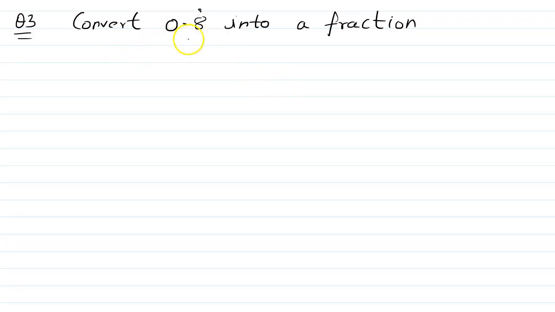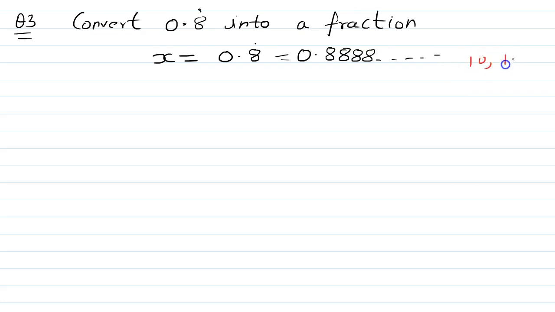Here's a question: convert 0.8 dot, which means 8 is recurring, into a fraction. So we always assume the fraction is x, so x is 0.8 dot, which means 0.8888 and it will keep coming. What we need to do is multiply by either 10, 100 or 1000, on both sides. So let's multiply by 10.